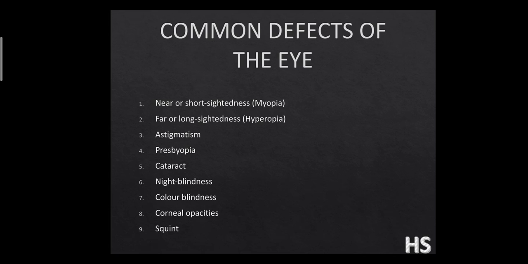There are many defects related to the eye. A normal eye means an eye without spectacles, without glasses. Whenever there is a defect in your eye, we always wear glasses. So what is the reason? What are the defects we can see in the eye?